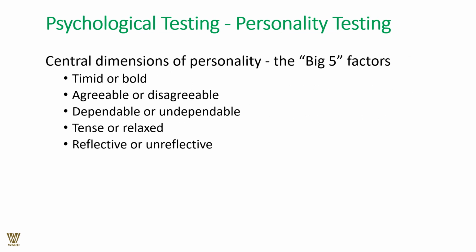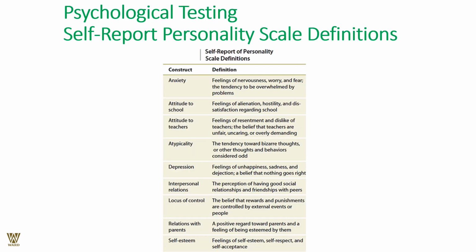Now, let's talk about personality testing. Five big factors. One, either you are timid or you are bold. Either you are aggressive or you are not. You are either agreeable or disagreeable. Are you dependable or not dependable? Are you tense or relaxed? Are you composed? Are you reflective or unreflective? Are you proactive or reactive? As the case might be, these are the central dimensions of the big five factors: timidness, agreeableness, dependability, tension, and reflectiveness. Every adjective that I've said has an opposite version to it.